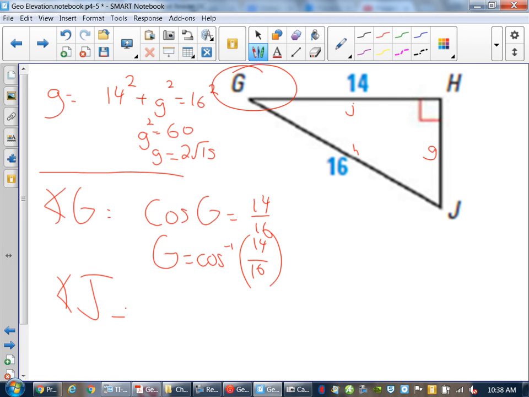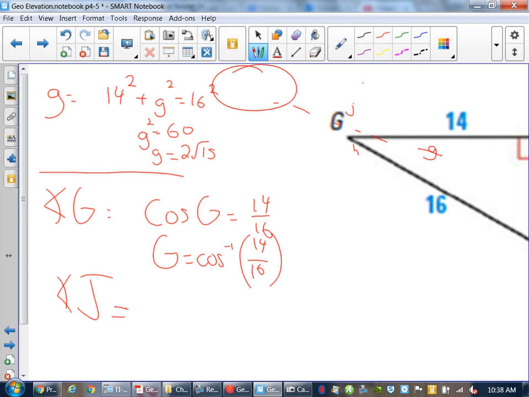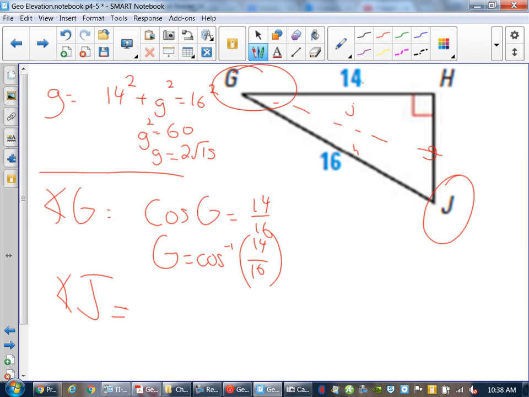Same thing then for J. Now if I'm at J, 14 becomes an opposite because of how you're looking at it. Remember when you're at G, it's an adjacent, but then when I get over here, it becomes an opposite. So your perspective switches.